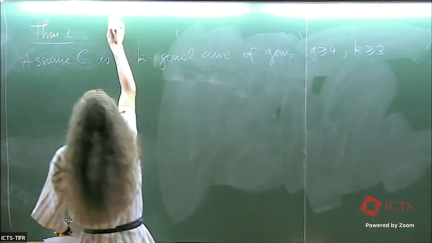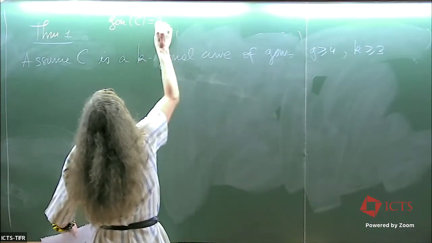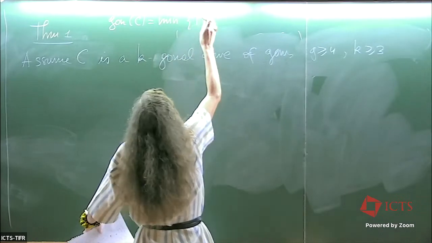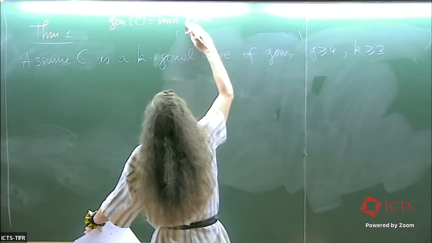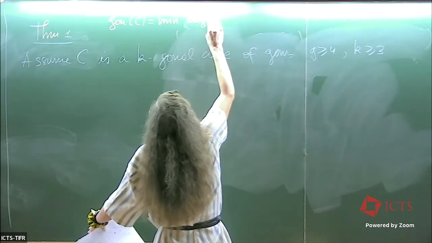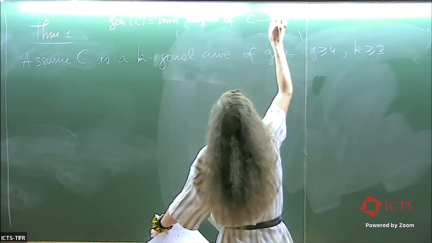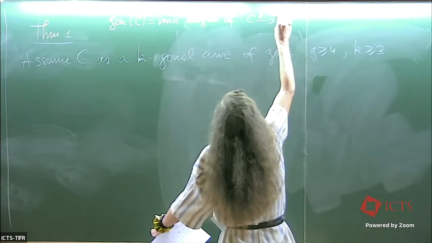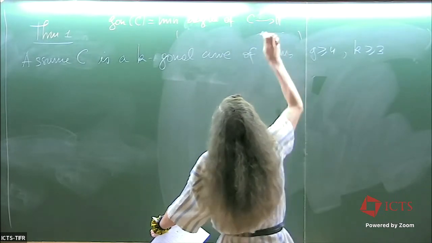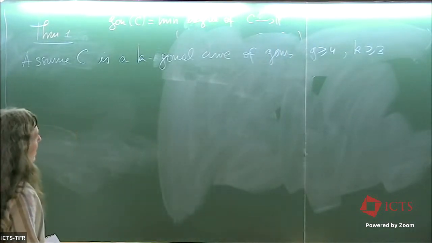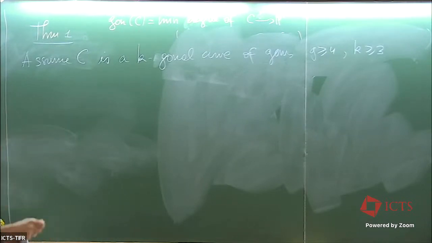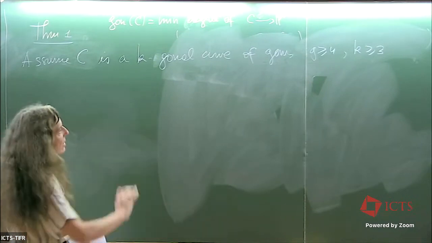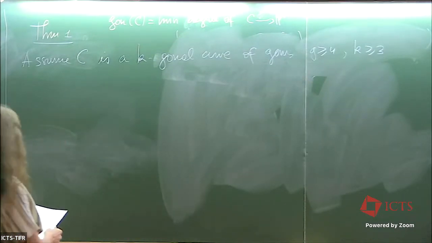I recall that the gonality of a curve is the minimum degree k of a map from C to P1. So if the curve is hyperelliptic, it has a 2-to-1 map to P1, and we assume that k is at least three.